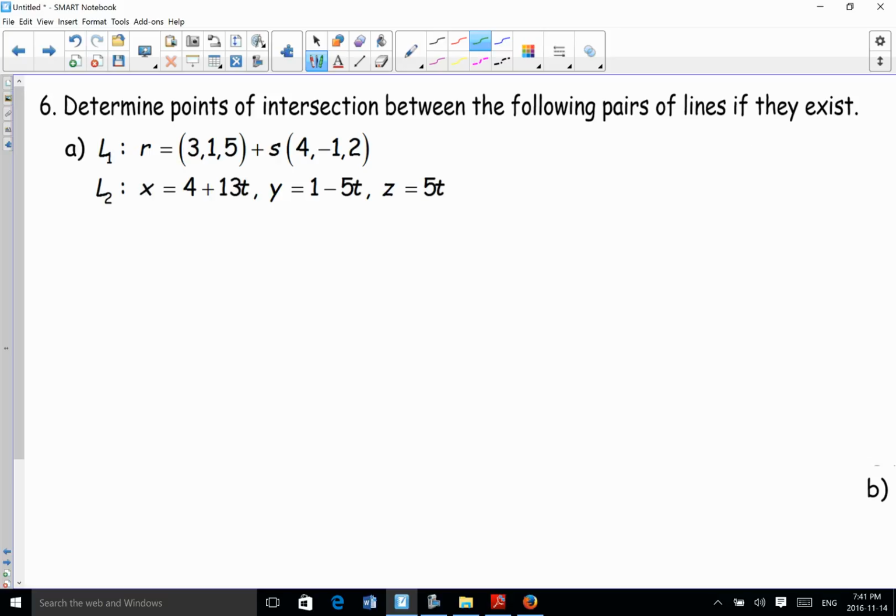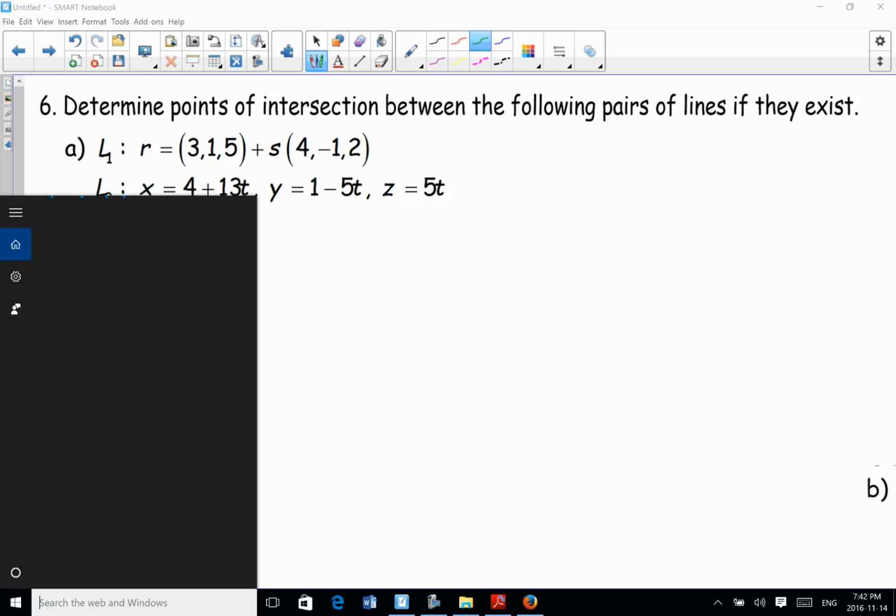In 6, we're asked to figure out the POI between pairs of lines if they exist, because your lines could be parallel, coincident, or skew, and then you don't have necessarily a point of intersection, right? So the easiest way to do this is have them in comparable formats. In particular, put them into parametric form.